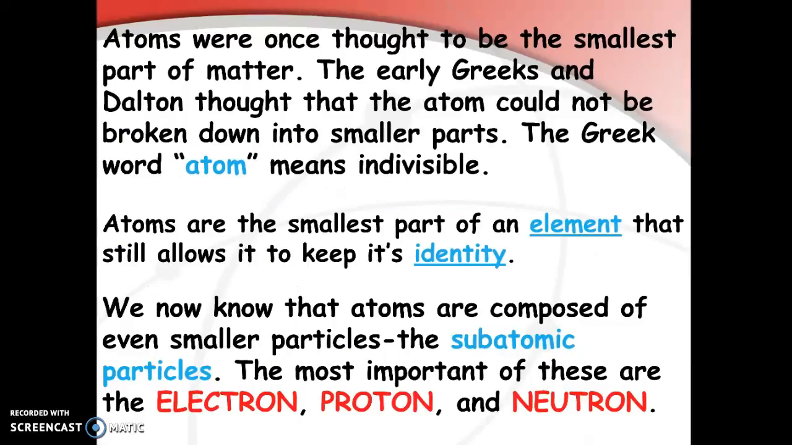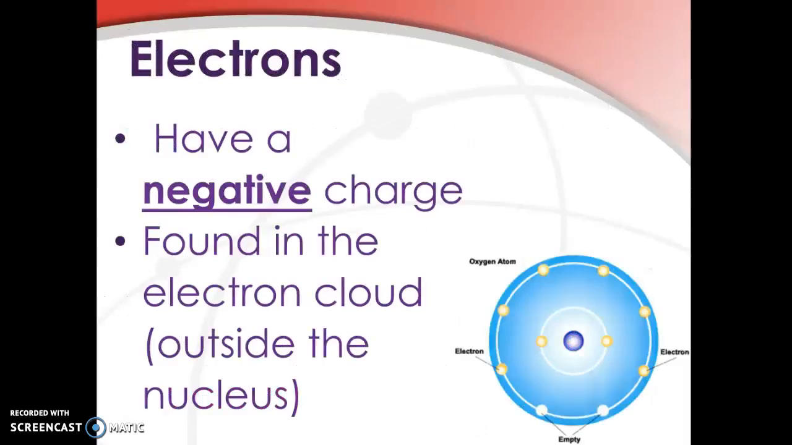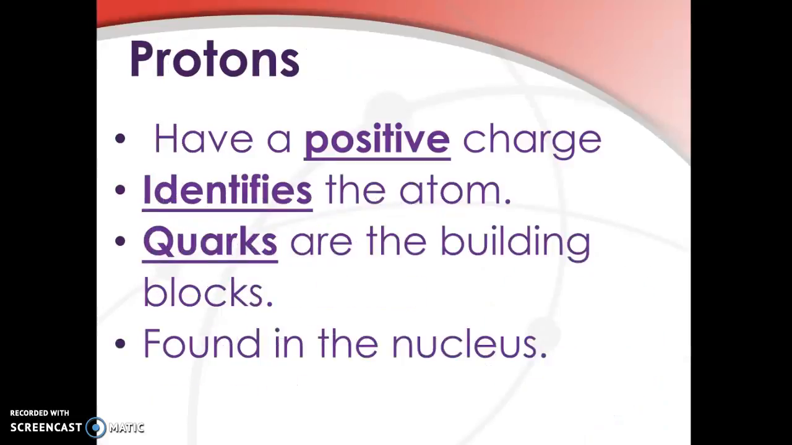On your paper where it says subatomic particles, parts of an atom, we're going to go in this order: electron, proton, and neutron. So there are parts that make up an atom. Electrons have a negative charge, and they're found in the electron cloud or outside of the nucleus. Protons have a positive charge. They start with P, and they identify the atom. Quarks are also building blocks of protons. Protons are found in the nucleus of an atom.